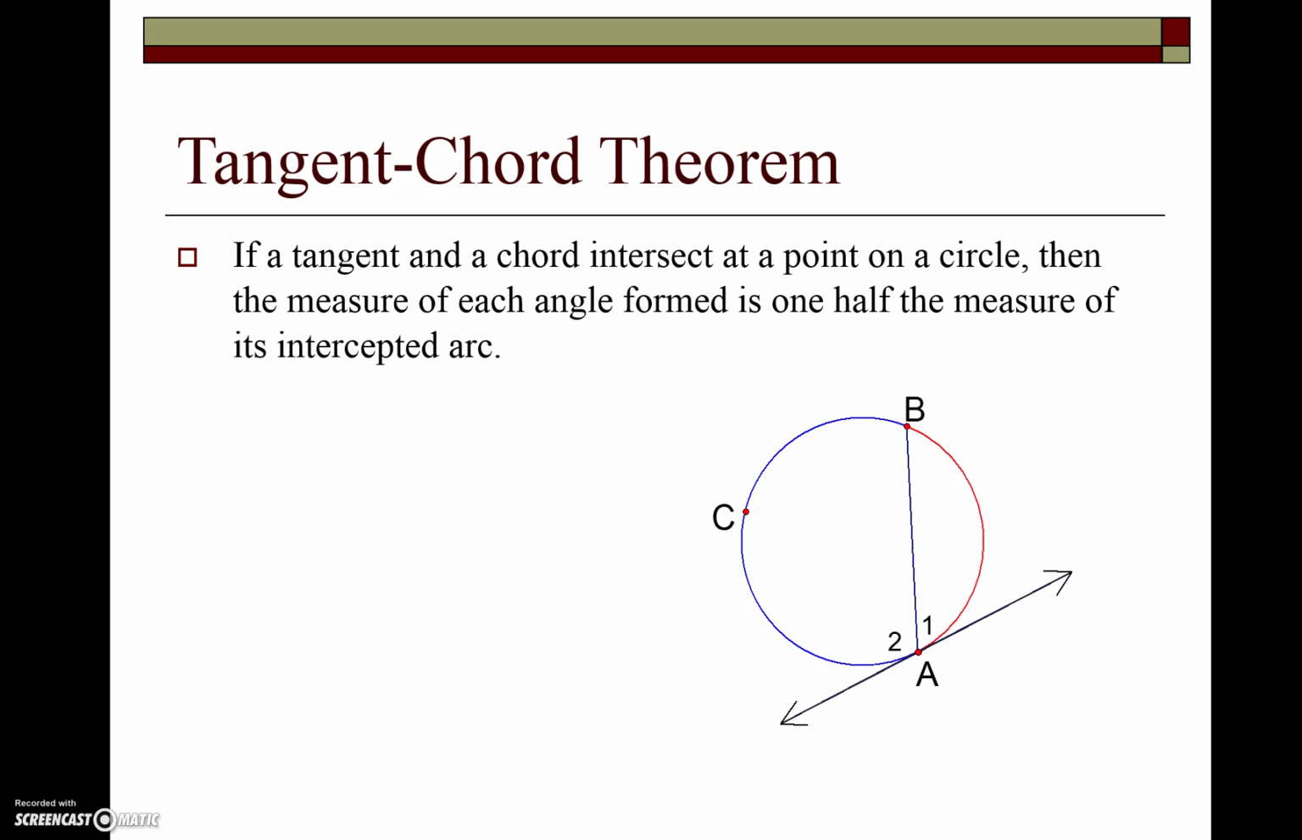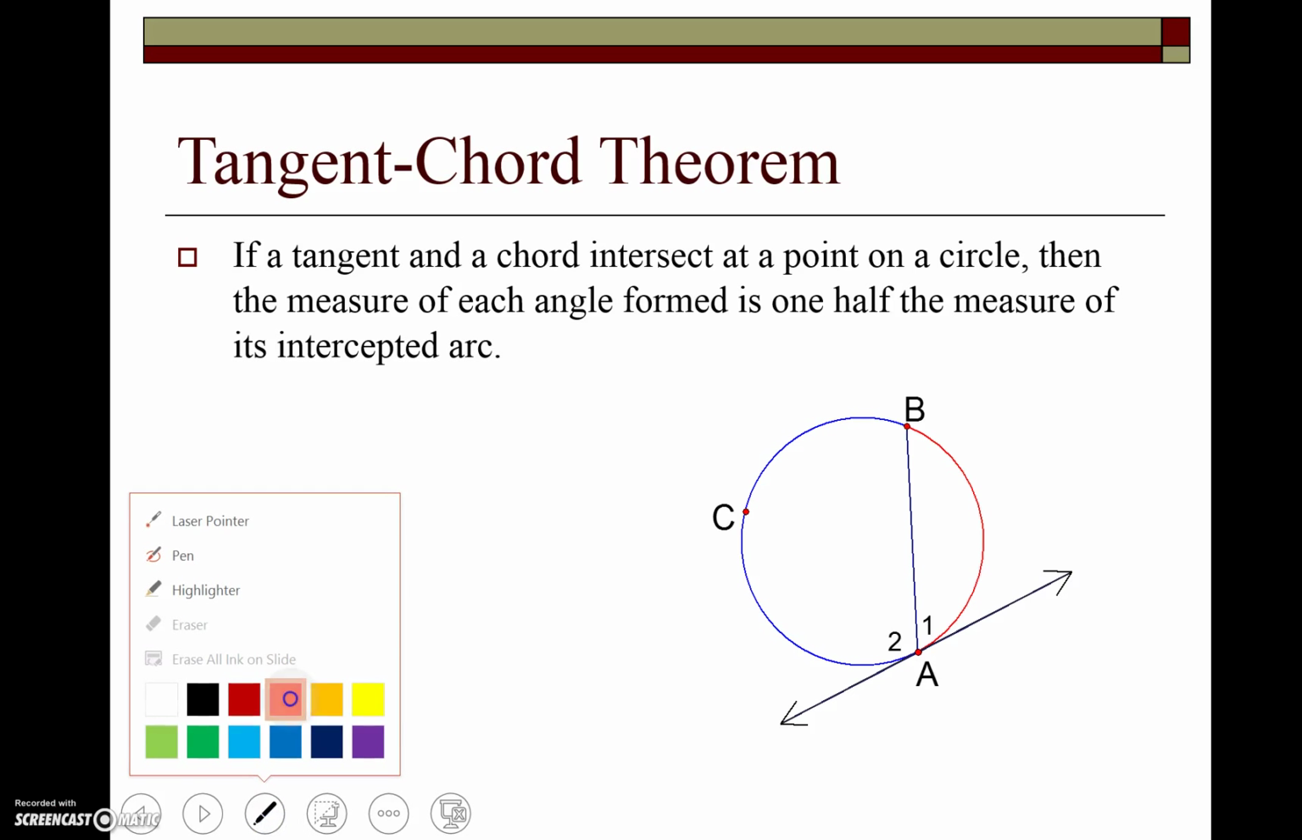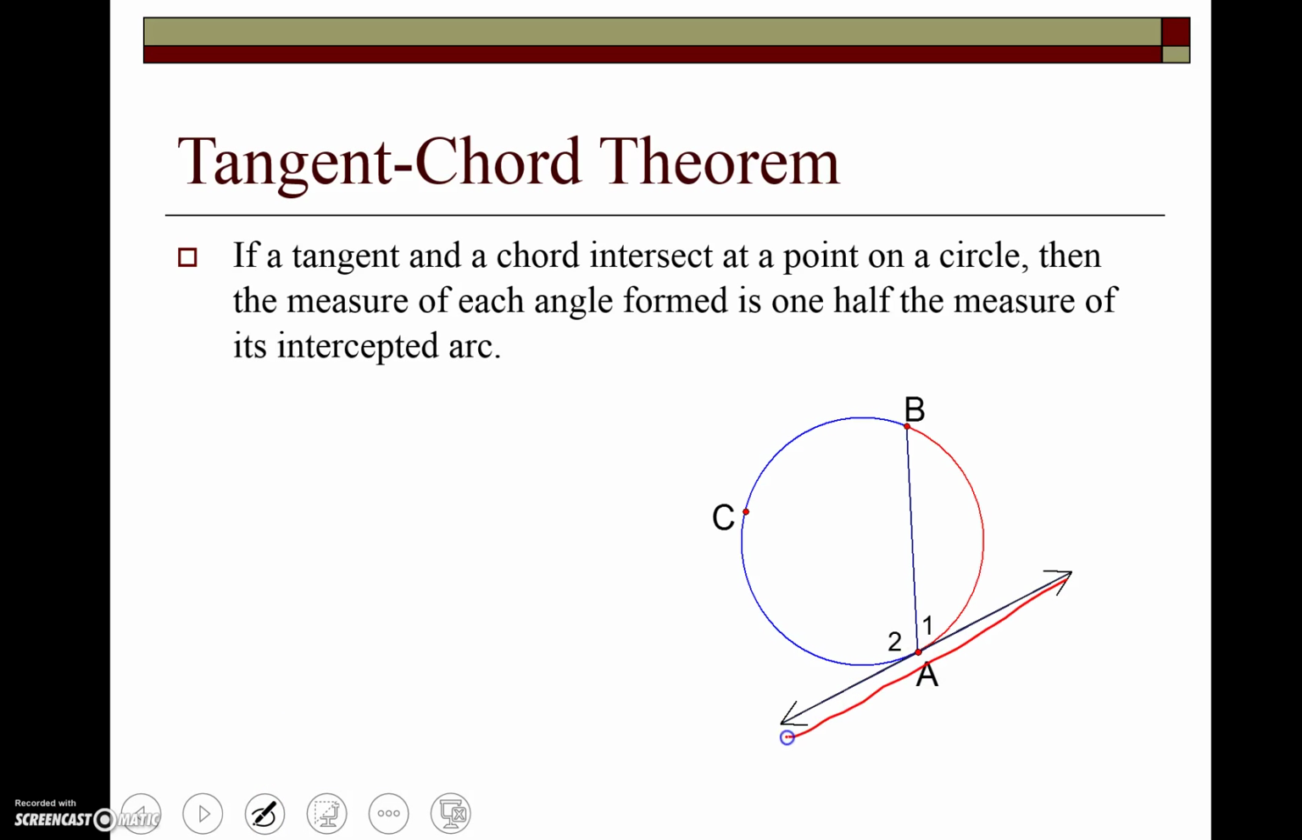The first one says, if we have a tangent and a chord that intersect at a point on a circle, then the measure of each angle formed is 1/2 the measure of its intercepted arc. Let's take a look at what that's saying. We have a tangent out here, and we have a chord, which is here, and they're intersecting on the circle just like that.